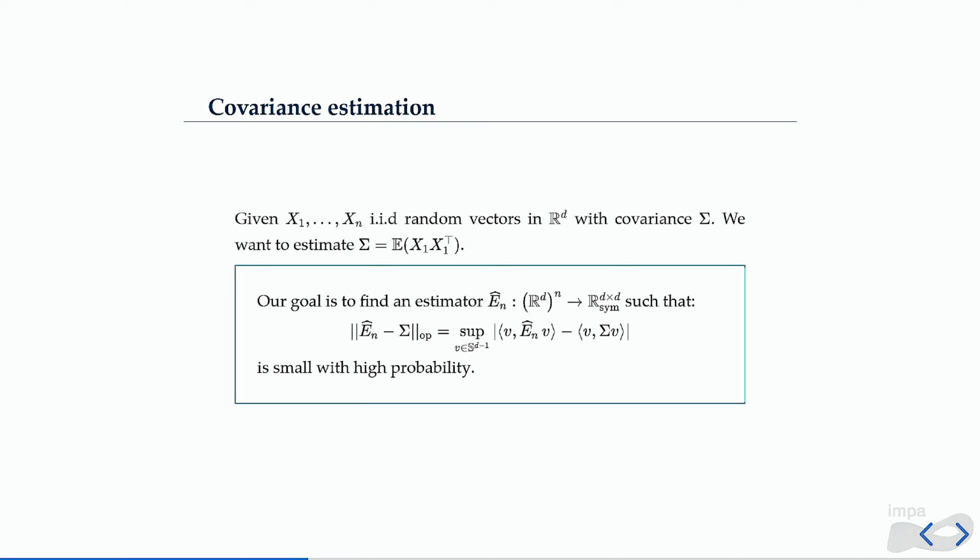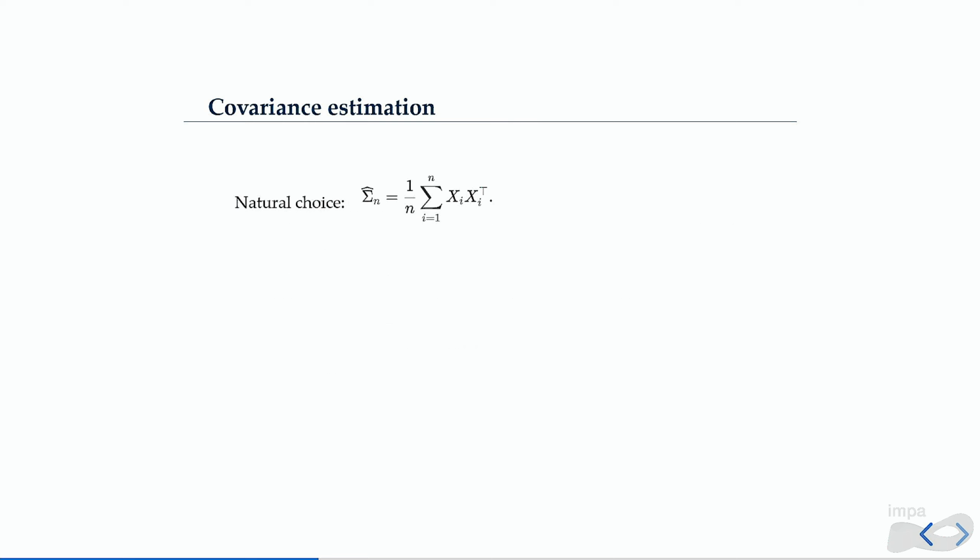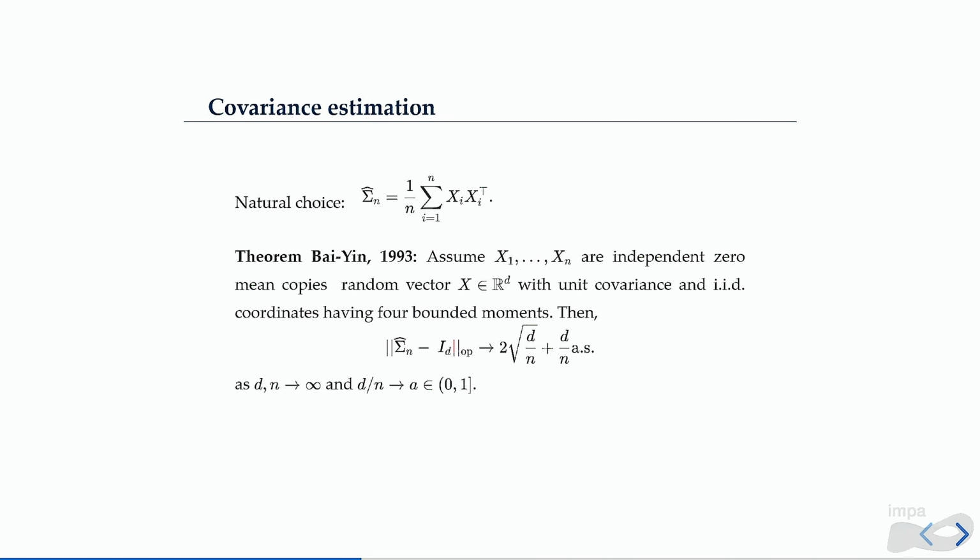I'm going to tell you what small means in this context. But before that, a natural estimator for this problem is the sample covariance. The study of the sample covariance comes from asymptotic and non-asymptotic studies, trying to see what is the optimal dependence on the dimension. In the asymptotic studies, we have the theorem by Yin in 93: if we have X1 to Xn independent copies of a random vector with covariance the identity, and the coordinates are IID with a bounded fourth moment, then we achieve this asymptotic convergence rate almost surely when d and n go to infinity and d over n converges to a between 0 and 1.